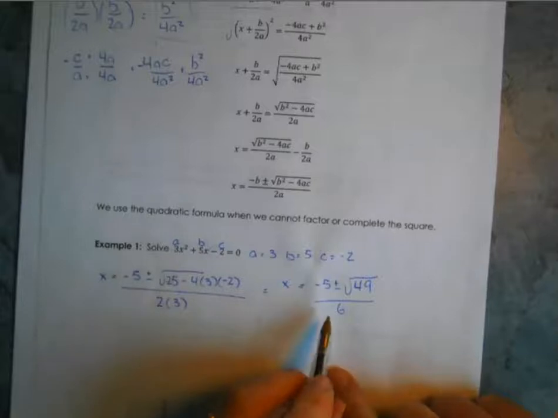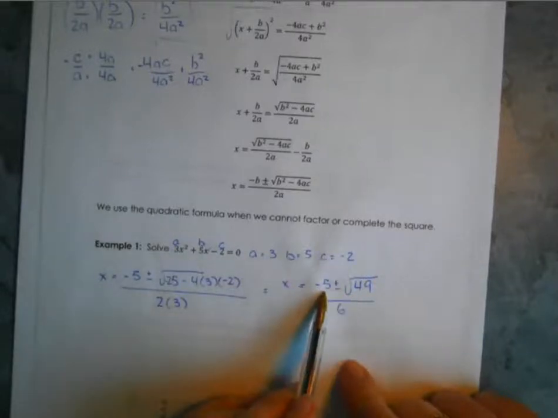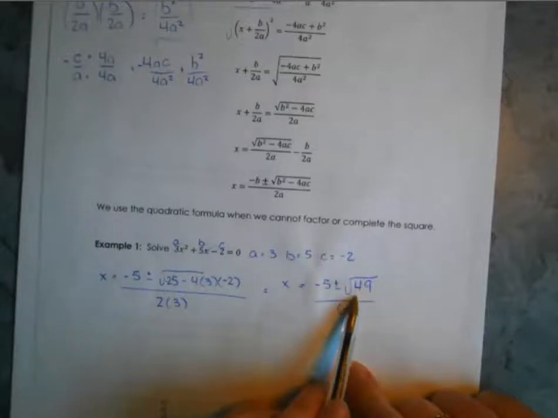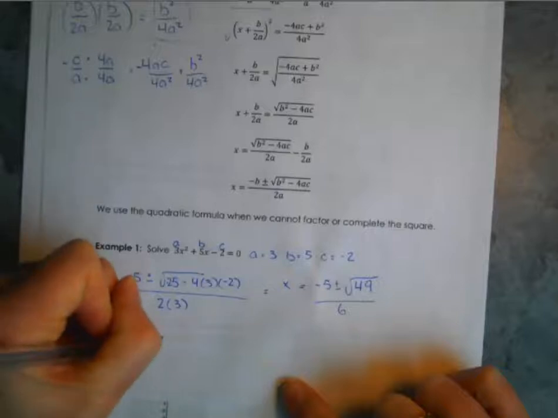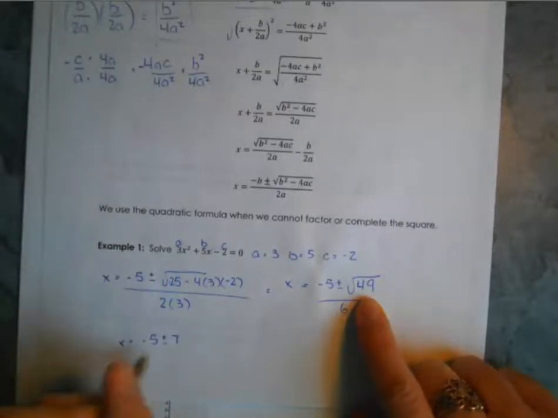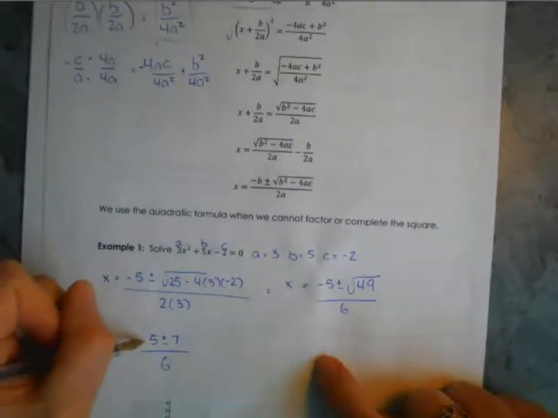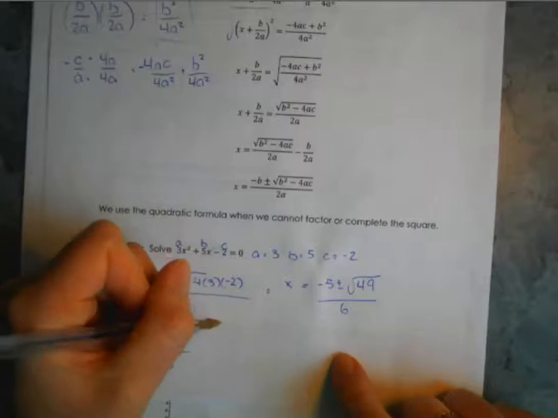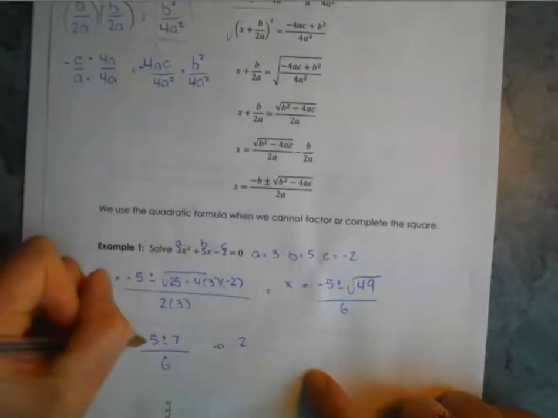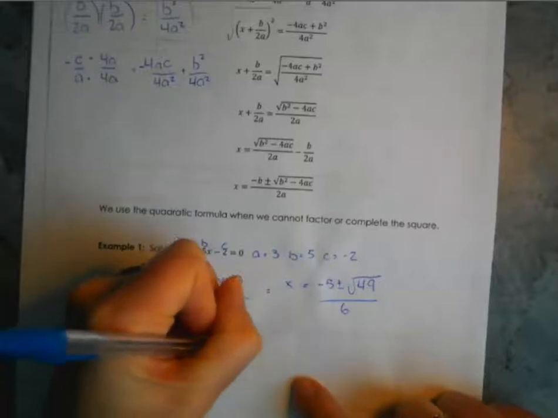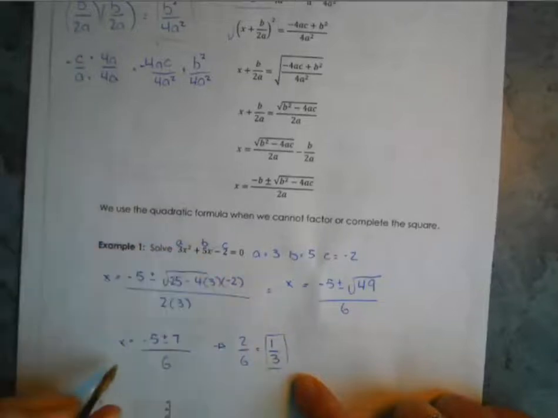Okay, they just told us to solve it. So now we want to think about what we can simplify. The square root of 49, 49 is a perfect square. So what we're going to end up with is x is equal to negative 5 plus or minus the square root of 49, which is 7, divided by 6. And so if we have negative 5 plus 7, then we have positive 2 divided by 6, which we can simplify down to 1/3. So that would be one of our possible solutions for x.